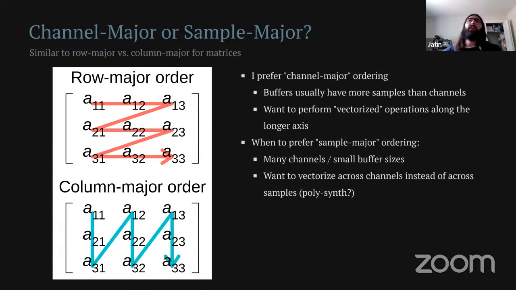I'm sure for some use cases, sample major ordering is better. My guess would be if you have a lot of channels and really small buffer sizes, so maybe you would have more channels than samples in your buffer. Maybe this is true for some spatial audio applications. Or maybe if you're doing a polyphonic synthesizer and you want to vectorize across your channels instead of across your samples, then maybe that ordering would be better. I'm just throwing out some hypotheticals. I don't think I've seen a scenario in my own work where I think sample major would really be better.